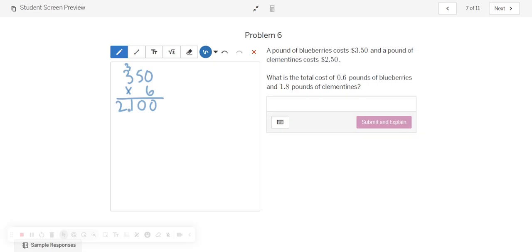But when we're talking money, that's like $2.10. We didn't even buy a pound of it, so it can't be more than $3.50. And so $2.10 makes sense.